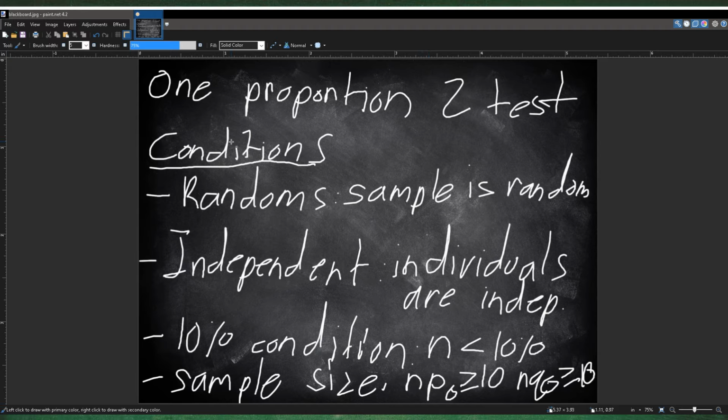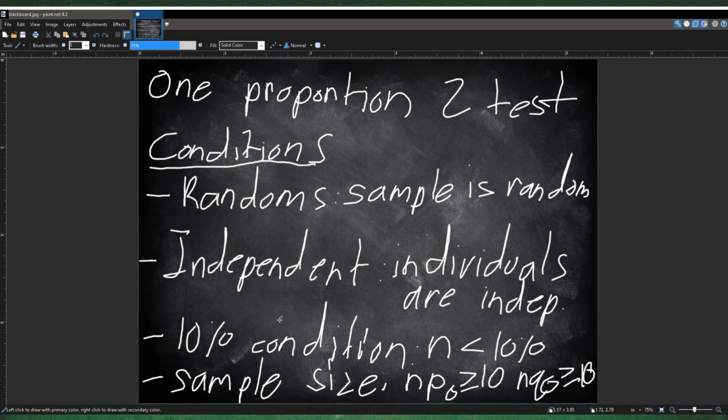So for a one proportion z-test, you have to have all these conditions checked. Usually random and independent are already assumed, and the 10% condition too, because you can't always tell. Sample size is the one that you always want to do, because you have to prove it mathematically. So that's the one that you always have to do the math on.